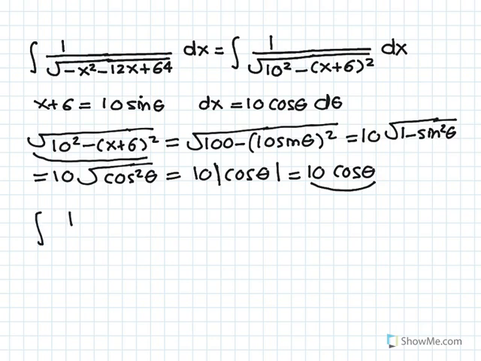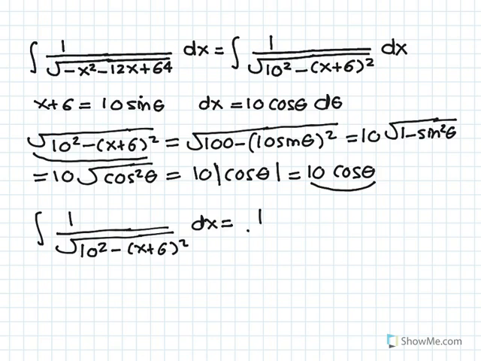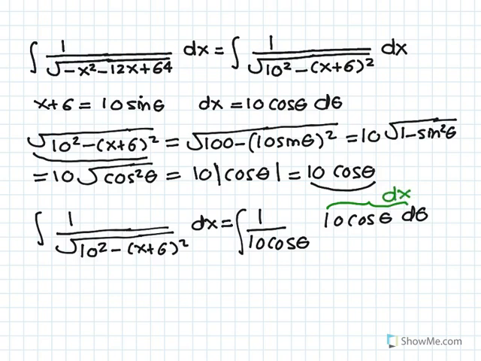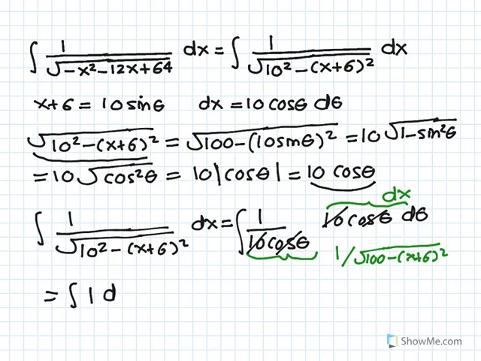So we have the integral of 1 over root of 10 squared minus x plus 6 squared dx is equal to 1 over 10 cos theta times dx, which is 10 cos theta d theta. Let's label everything. This part here, this is dx. This part is going to be 1 divided by root of 100 minus x plus 6 squared. So you can see we've essentially turned it into a trig integral that's now very easy to solve. 10 cancels with 10, cos theta cancels with cos theta. What we're left with is the integral of 1 d theta. The antiderivative of 1 is just theta plus c.